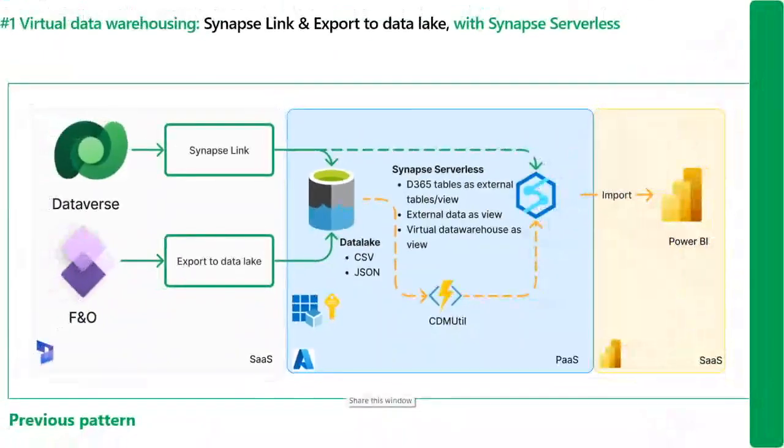So if you're using Export to Data Lake today, this is showing the current pattern. As Melinda mentioned, there were 2 pipelines, Synapse Link and Export to Data Lake. If you are using the Export to Data Lake pipeline, you are basically exporting data to Data Lake in CSV. Then you are basically using tools like CDM util to create the D365 tables as external tables or views on the Synapse serverless. You are also bringing in, in many scenarios, external data to Synapse Data Lake, and then creating views or external tables on top of that.